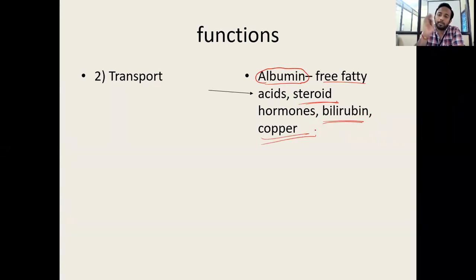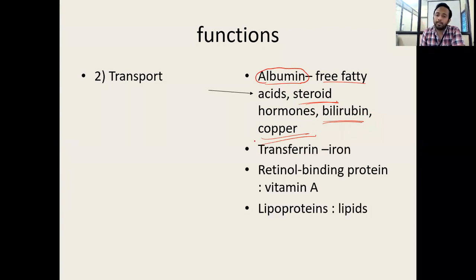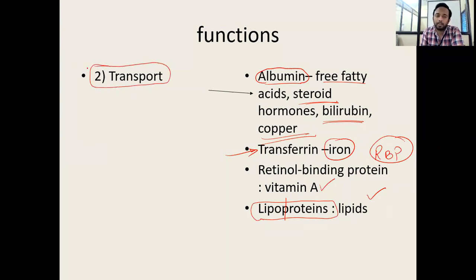The plasma proteins present in your blood have a transport function as well. Other proteins like transferrin carry iron. Then you have RBP, the retinol binding protein, which binds vitamin A and helps in transporting vitamin A. Then lipoproteins are also proteins which carry lipids. All these plasma proteins have a second function. The first function is colloidal osmotic pressure. The second function is the transport function, and these are the examples.